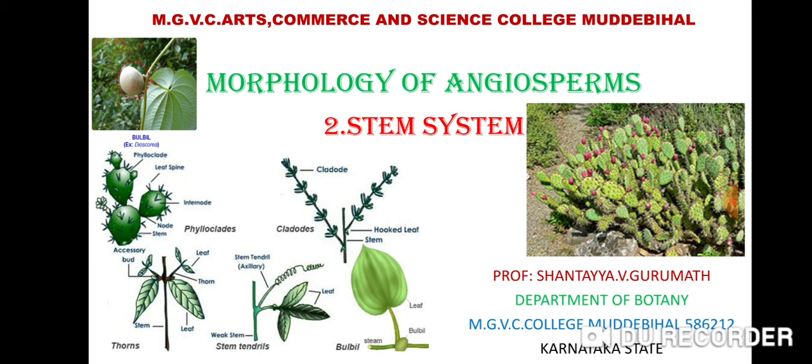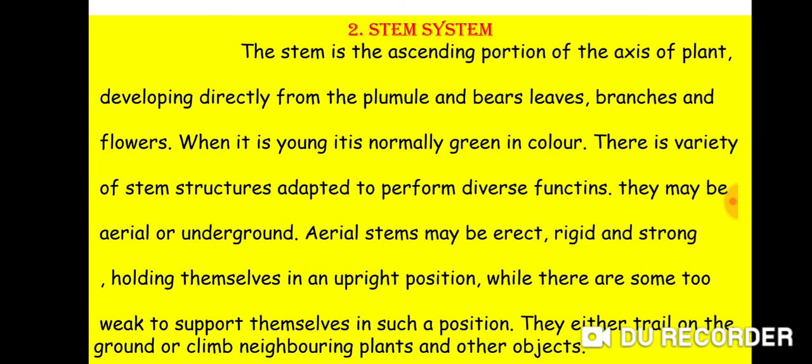Friends, today's class we discuss the morphology of angiosperms. Second one is the stem system. The stem is the ascending portion of the axis of a plant, developing directly from the plumule. It bears leaves, branches, and flowers. When it is young, it is normally green in color.